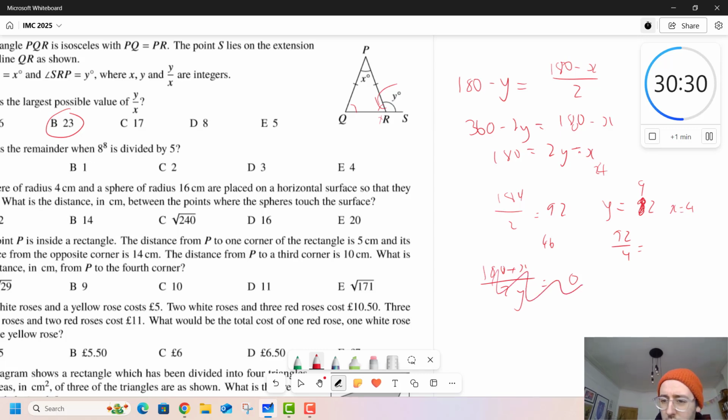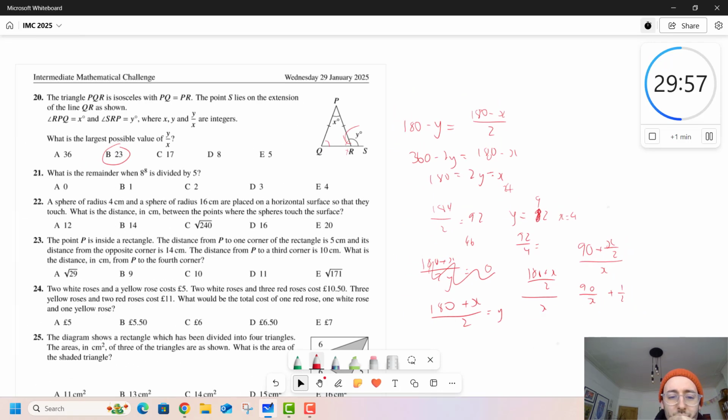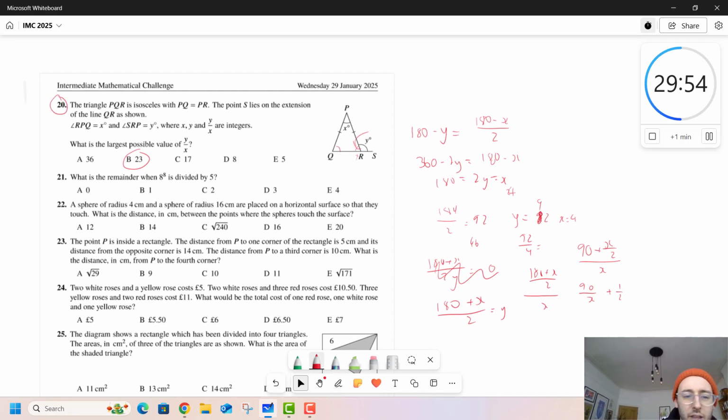Oh, no. 180 plus x over 2 equals y. So I've got 180 plus x over 2 over x. And we're trying to minimize that. So we've got 90 plus x over 2 over x. So we've got 90 over x plus a half. We're trying to minimize that. No, we're trying to... I'm going to come back to this one, but I think I might have got it right.